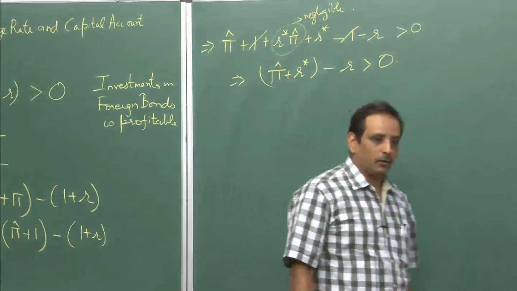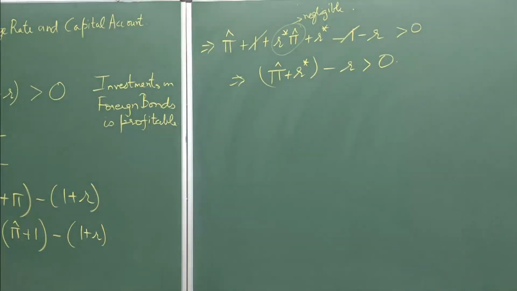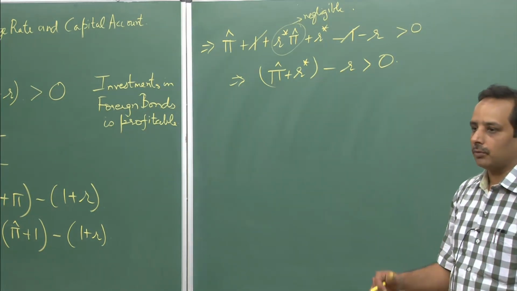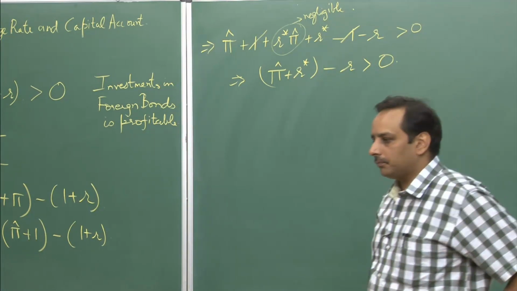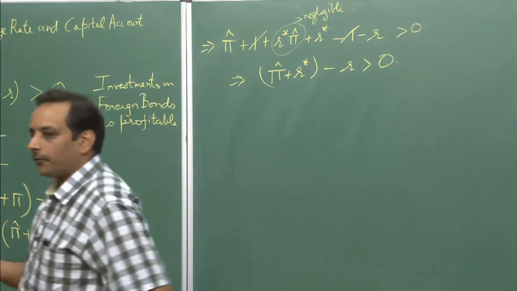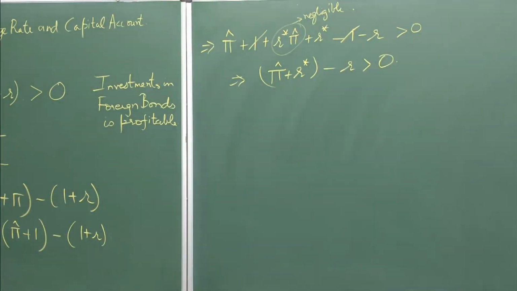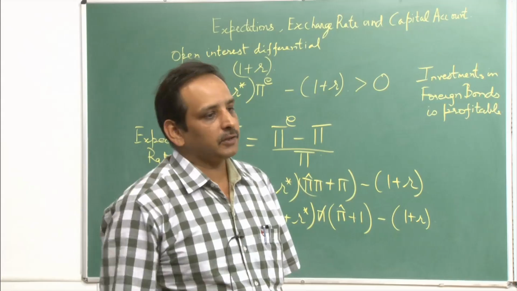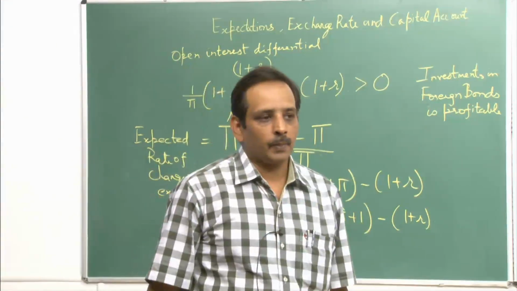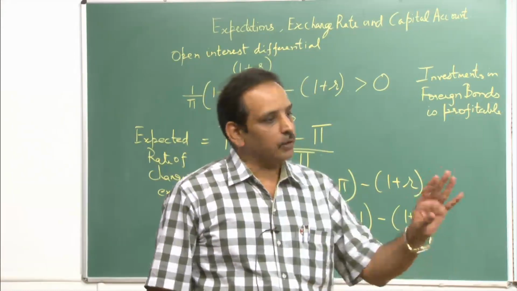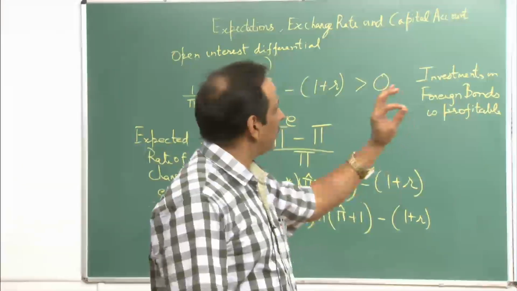If it is greater than 0, then your investments are profitable. What it means is that in the foreign country you may have lower interest rates as compared to your own country, but still it may be profitable to invest in the foreign country if the expectations are that the foreign currency will appreciate. So, even though it is giving lower interest rates, r star is lower than r.